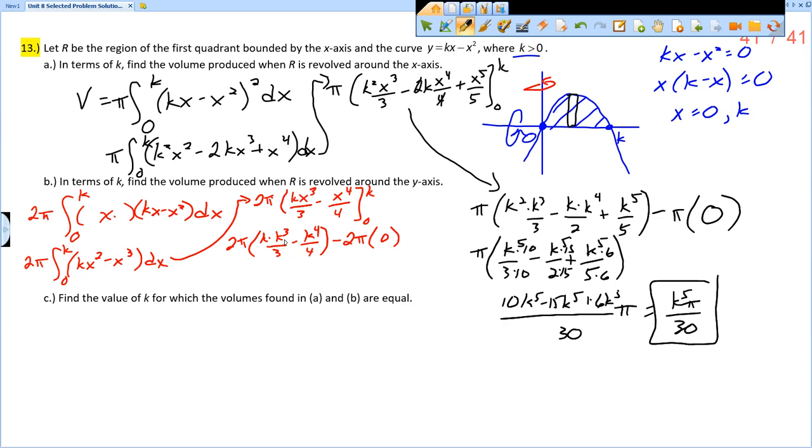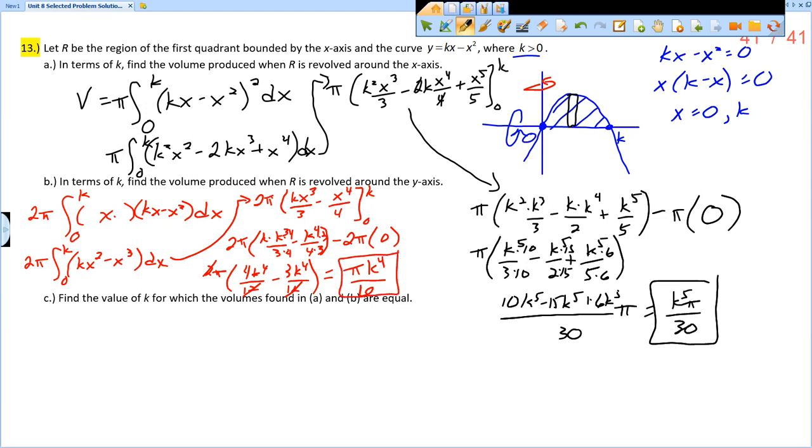So now I need a common denominator. So I'm going to multiply this by 4 over 4 and multiply this by 3 over 3. And so if I do that, I get 2 pi times 4k to the fourth over 12 minus 3k to the fourth over 12. And so I simplify: 4 minus 3 is 1, so 1k to the fourth over 12. But then I have 2, and 12 is going to reduce to 6. And so I have pi k to the fourth over 6, and so I have pi over 6 times k to the fourth. And so that is B.